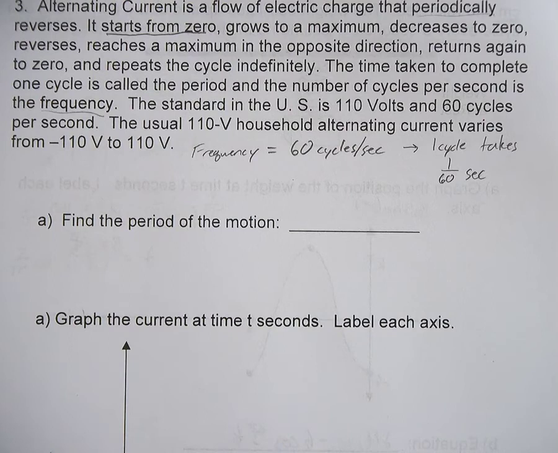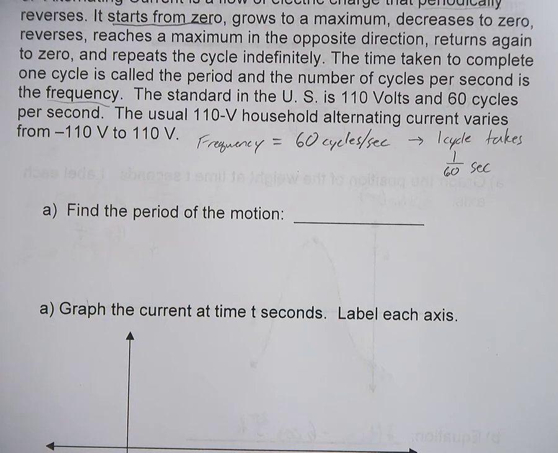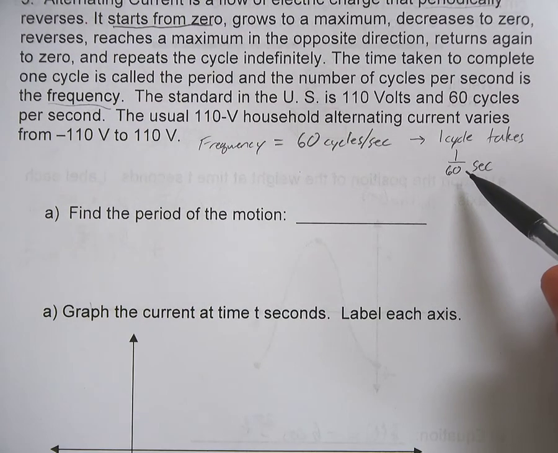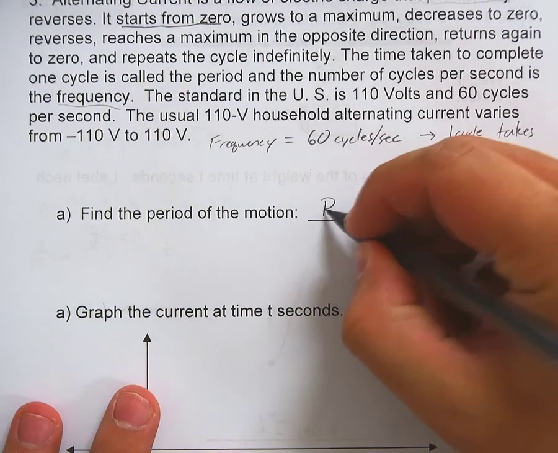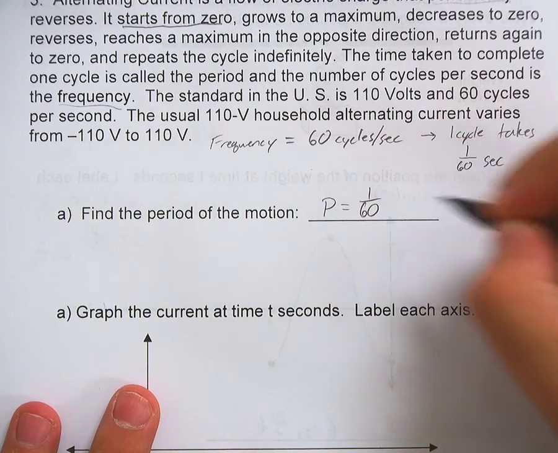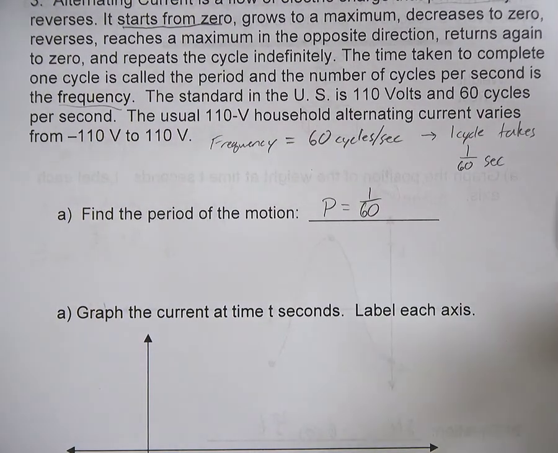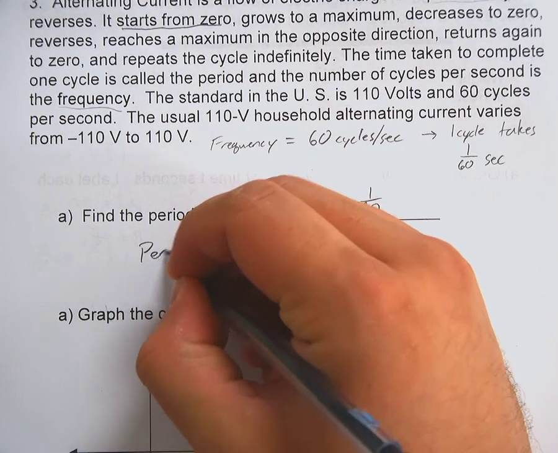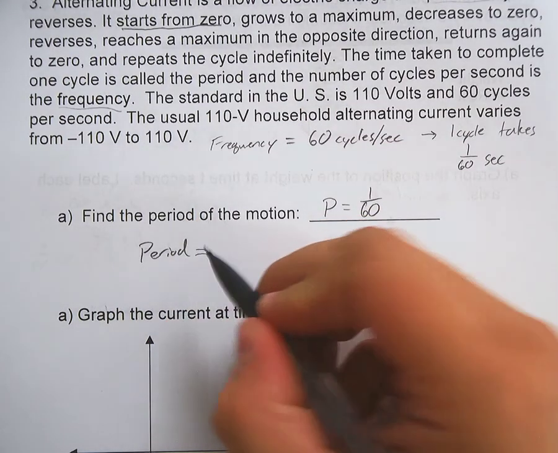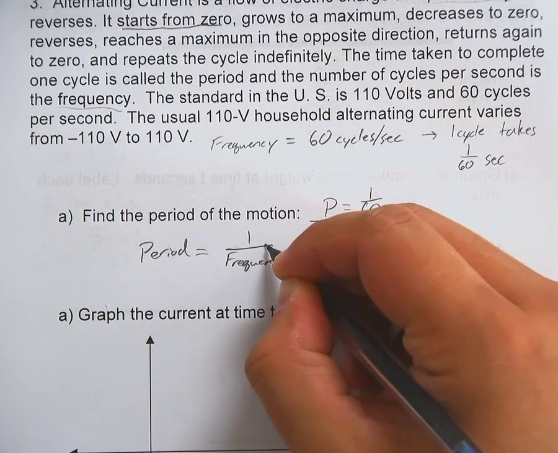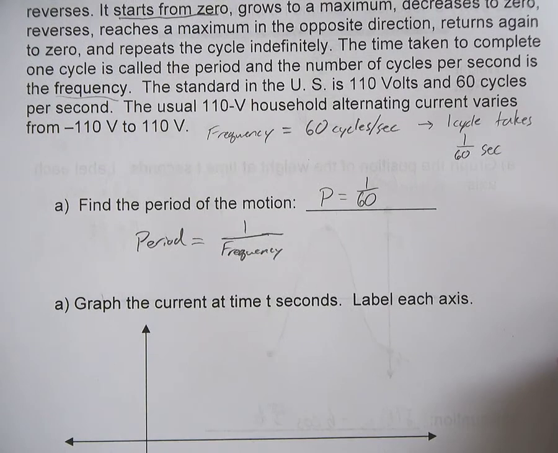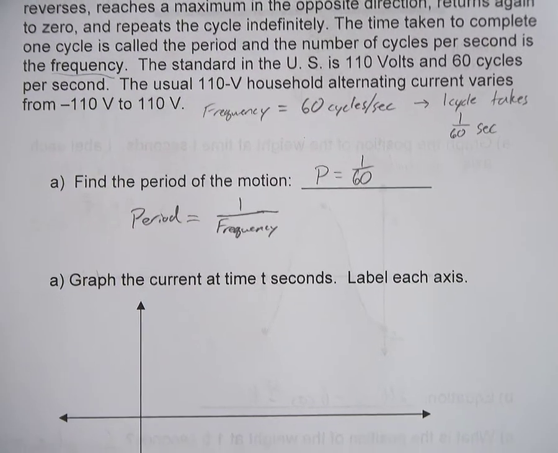And the usual 110 volt household alternating current varies from negative 110 to positive 110. So this is actually important for us. If one cycle takes 1/60th of a second, then your period is going to be 1/60th. It's happening once every 60th of a second. So, very important here, write this down: period is going to equal 1 divided by your frequency. Period is the reciprocal of frequency.